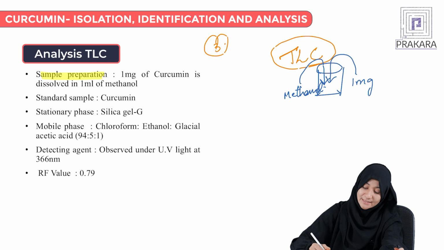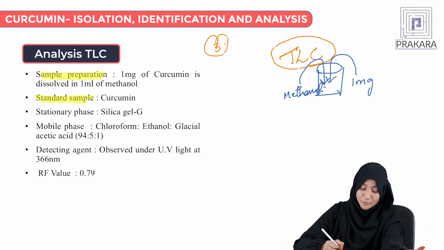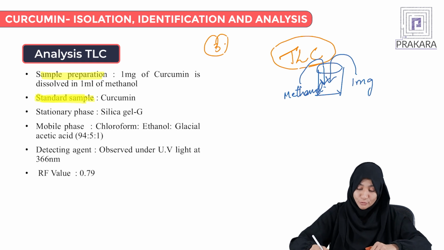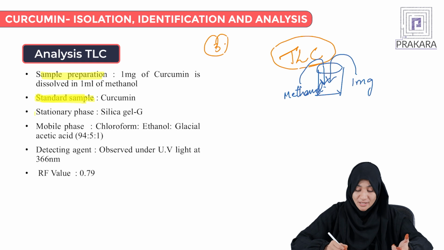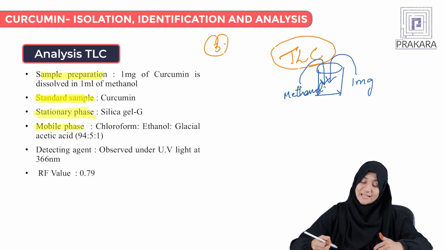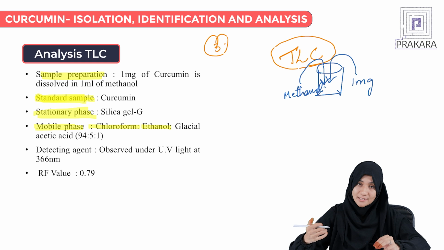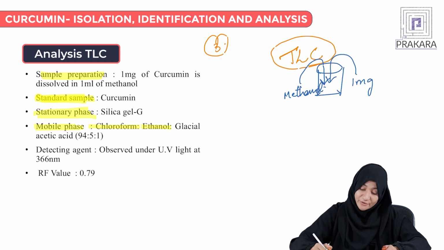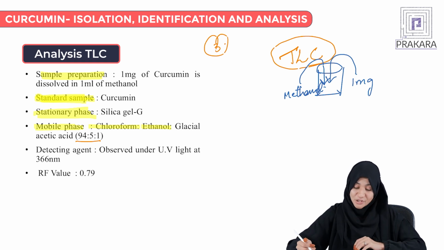After the sample is prepared, you use a standard sample for comparison. The standard sample is curcumin. Now moving to the stationary phase, it will be the same in each and every analysis: silica gel G. The mobile phase changes over here: chloroform, ethanol and glacial acetic acid, in the ratio 94:5:1.